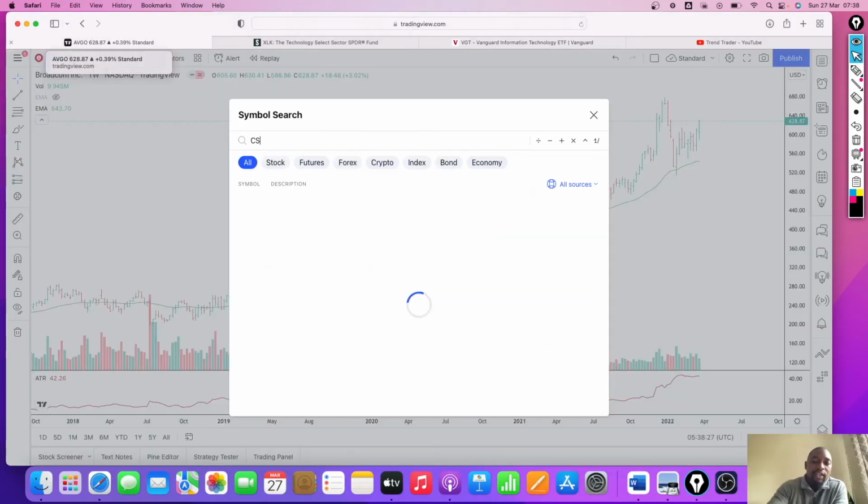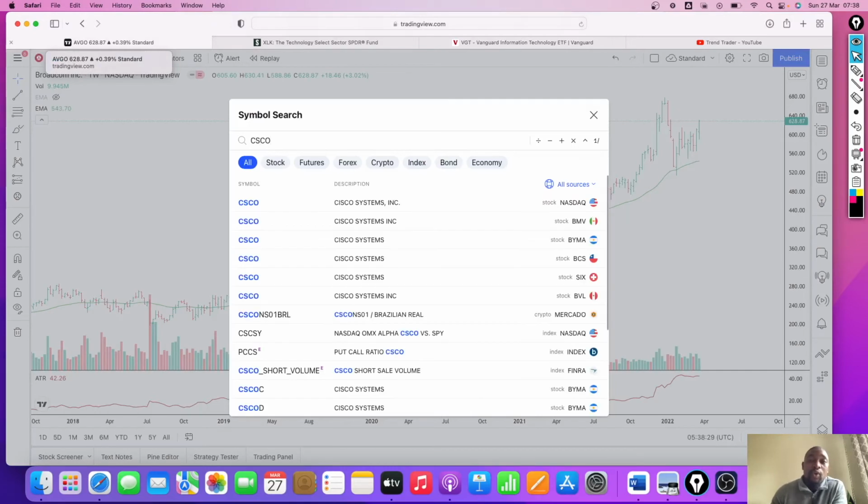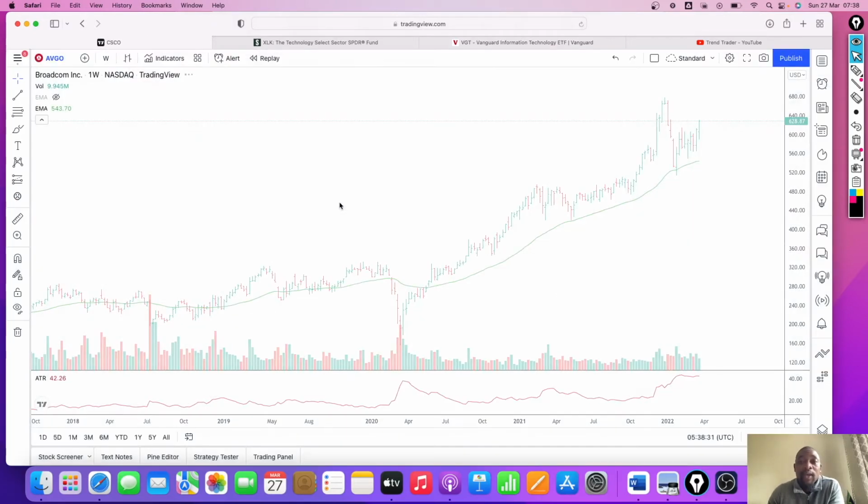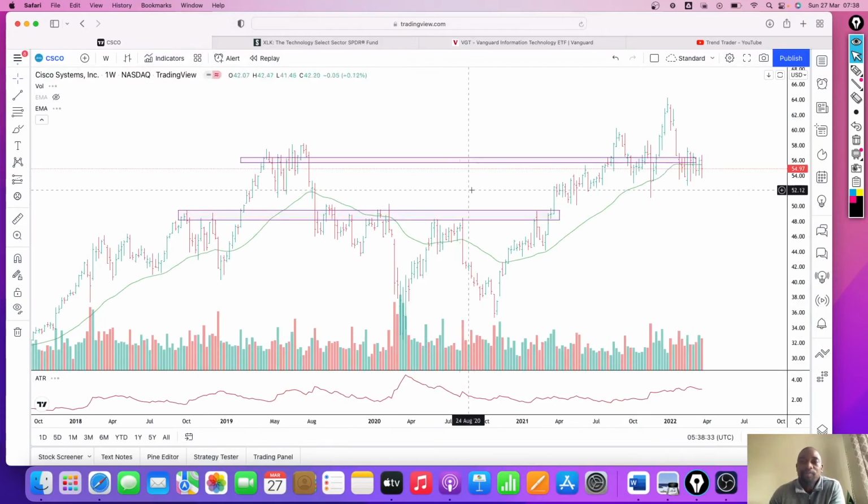Let's look at the chart of Cisco. Cisco was one of the companies that did well during the tech bubble in the early 2000s. I don't know how old you are, but I was just a kid. I didn't even know that there was something called the stock market.